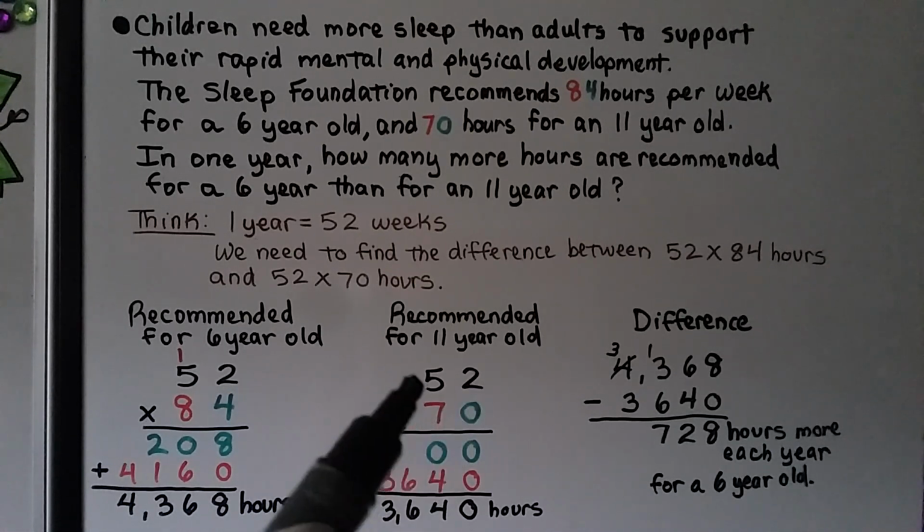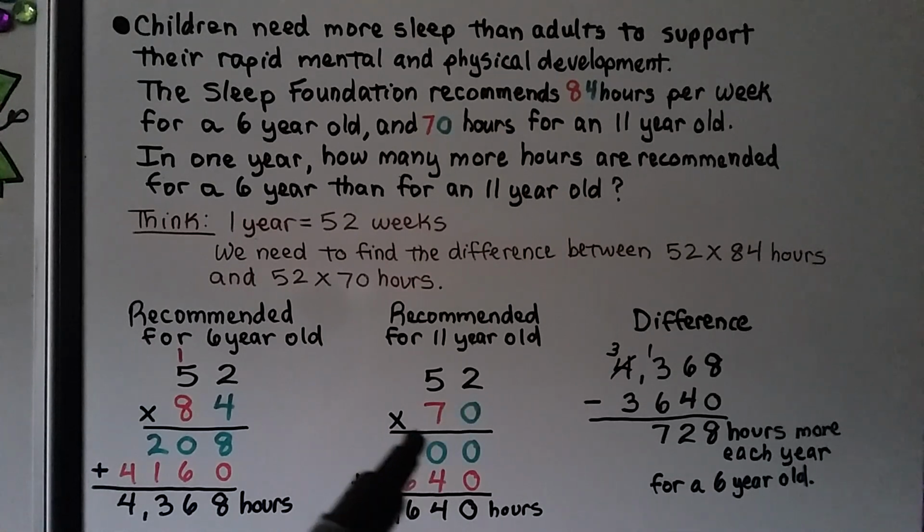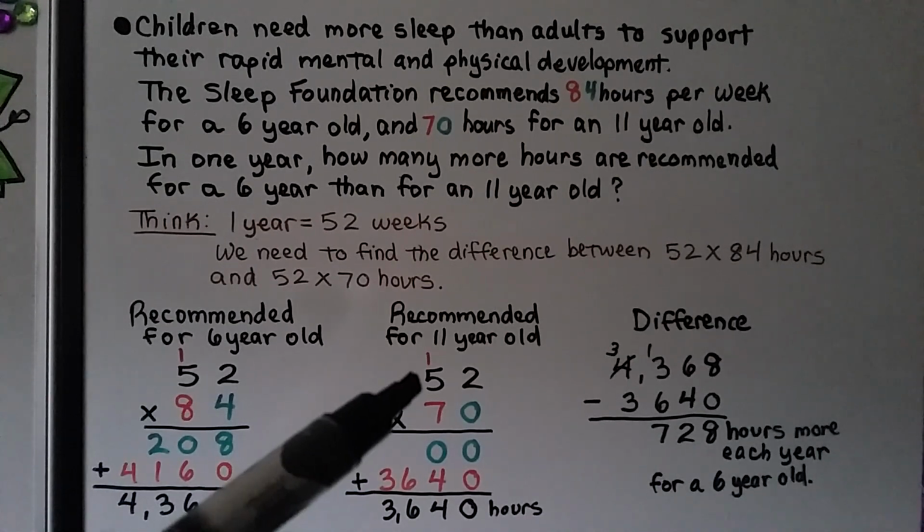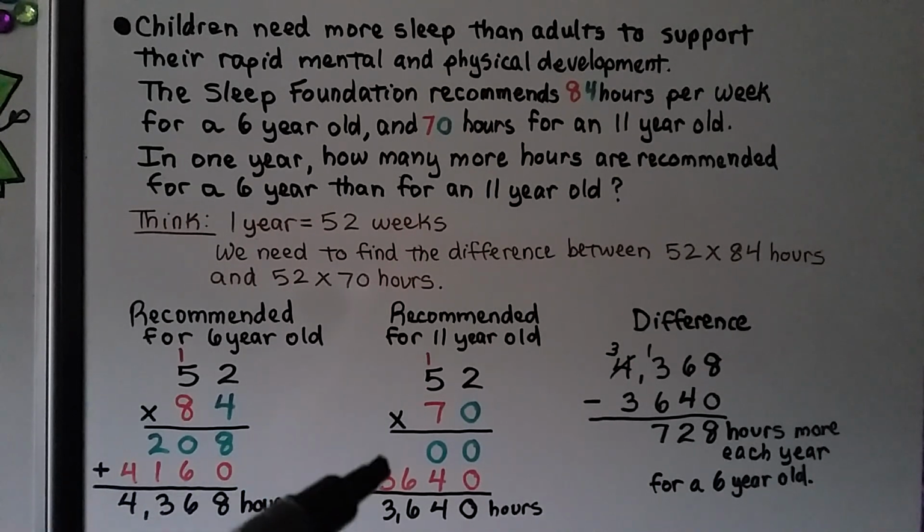We have 0 times 52, that's 0. We have 0 times 2 is 0, and 0 times 5 is 0. And we know this place value is always a 0. We're going to start here. 7 times 2 is 14. We regroup the 1 and write the 4 down. We multiply 7 times 5, which is 35, plus 1 more is 36. And we get 3,640 hours.